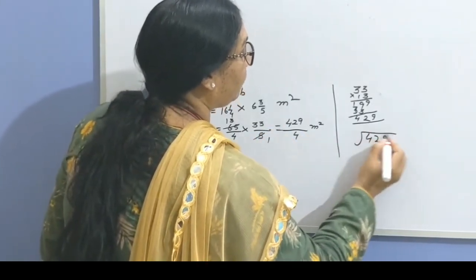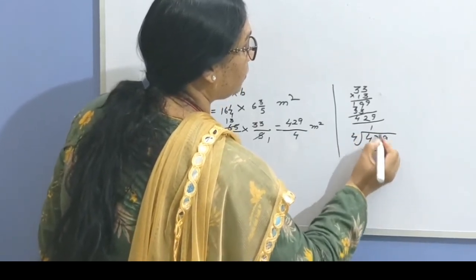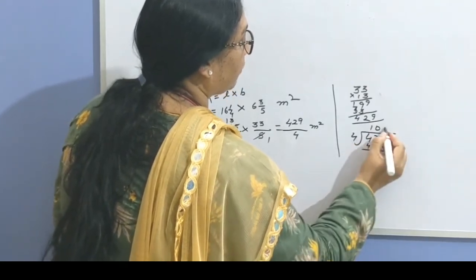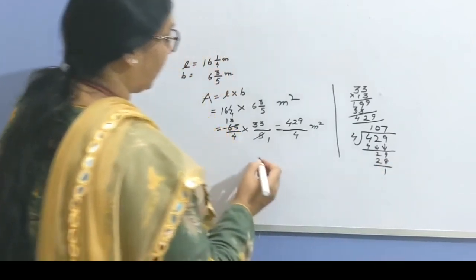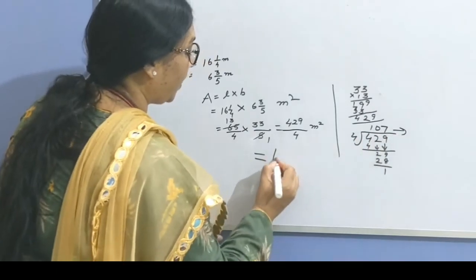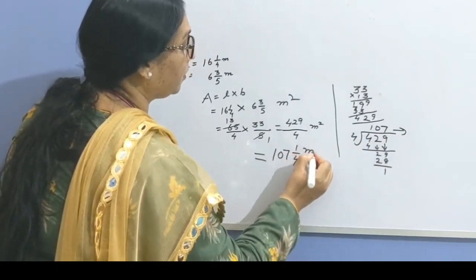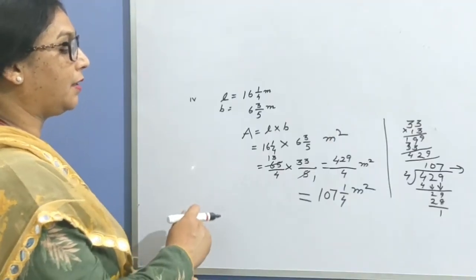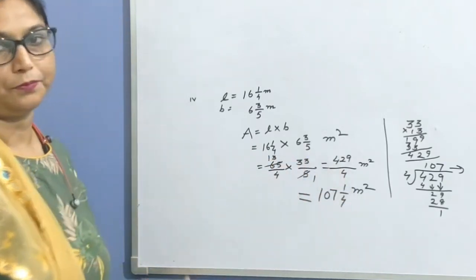429 divided by 4, 1 time. Bring 2 down, 0, and bring 9 down. It will go how many times? 7 times, and the remainder is 1. Hence when you convert into a mixed number, the whole part is this one: 107 whole 1 by 4 meter square. Hence the required area of this rectangle is 107 whole 1 by 4 meter square.